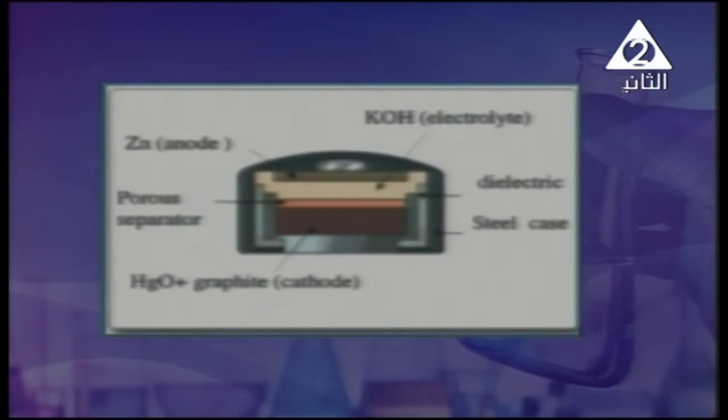What about this cell? This figure represents a mercury cell. In this figure, we can identify the anode, the cathode and the electrolyte. Zn is the anode, HgO plus graphite is the cathode, and KOH represents the electrolyte.